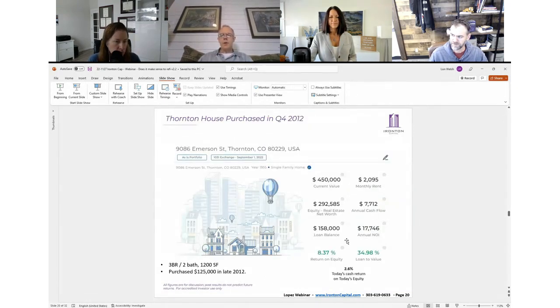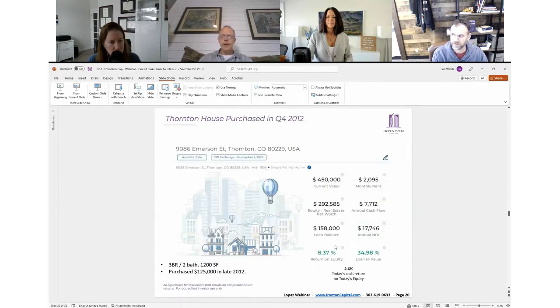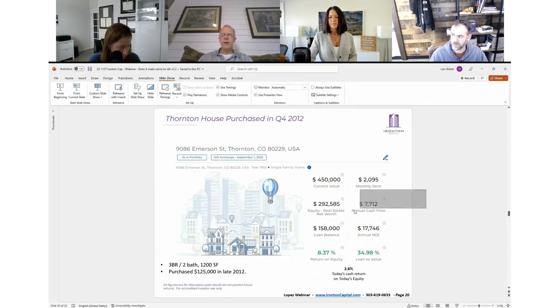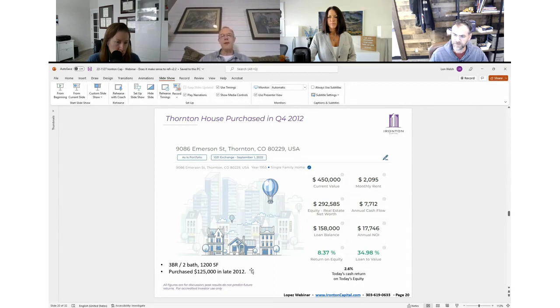And it's currently renting out for $2,100 a month, which is pretty close to what we had come up on Rentometer, just a little bit less, but they probably got like an established tenant that they really like there. And you can see that they've had this for a while. So it's about a 2% cash return, which is this cash flow of $7,700 divided by the $300,000 equity they have to work with. So they bought this at a really good price of $125,000. They did a refinance since 2012 when they bought it, but they're still in at like 35% loan to value.